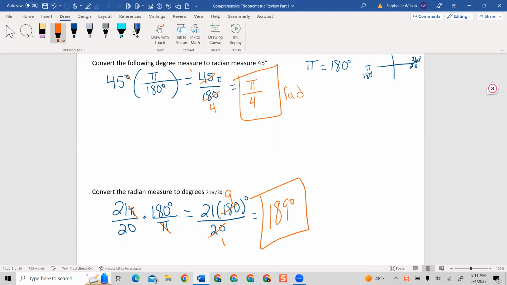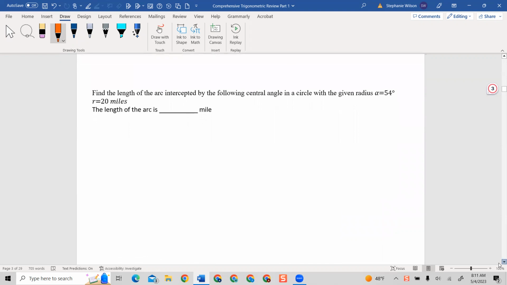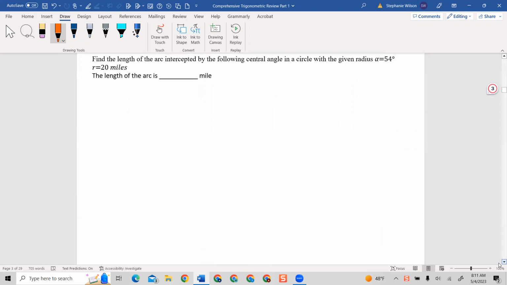Okay. Let's do our next one. All right. It says, find the length of the arc intercepted by the following central angle in a circle with the given radius. Alpha is equal to 54 degrees and the radius of 20 miles.